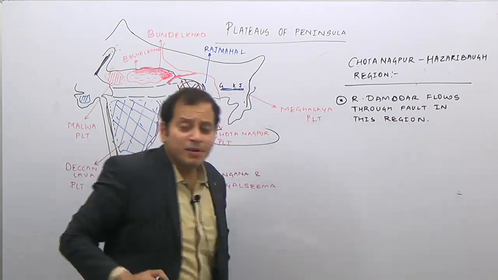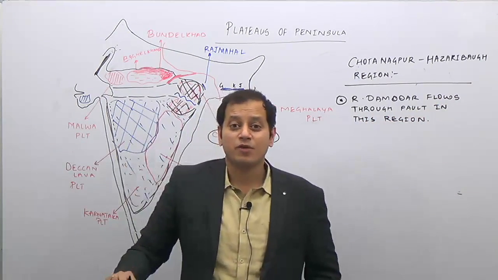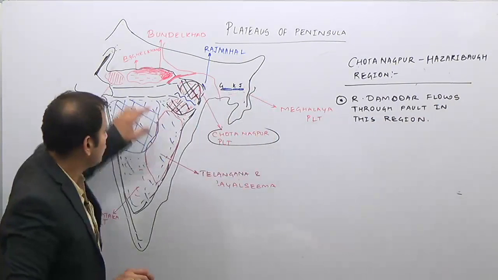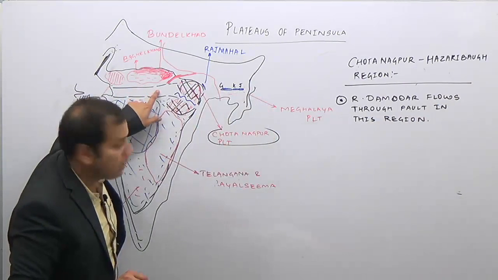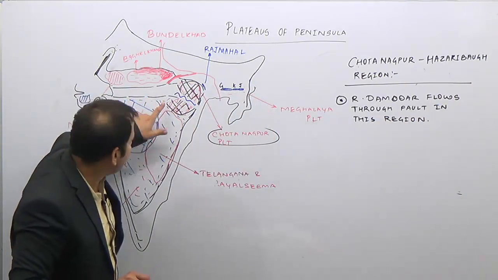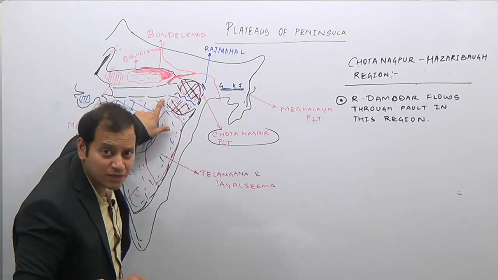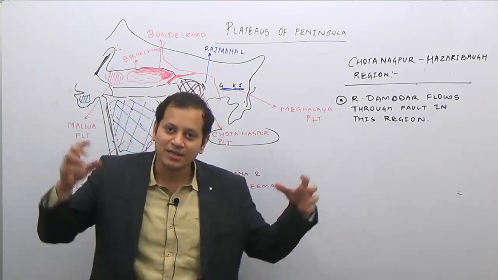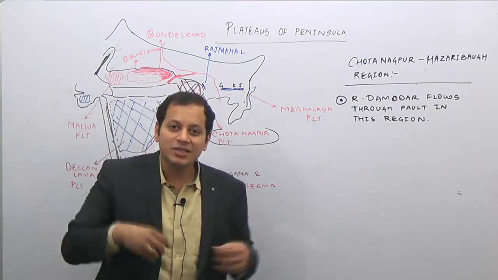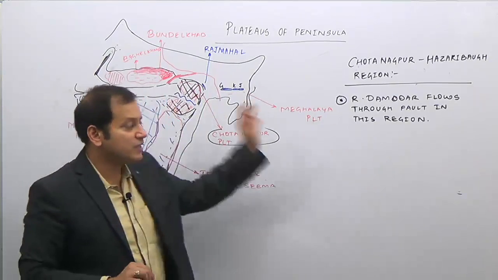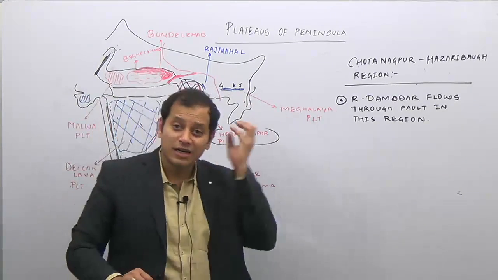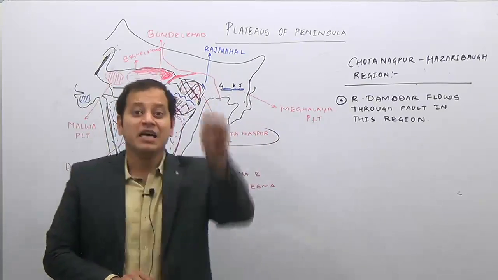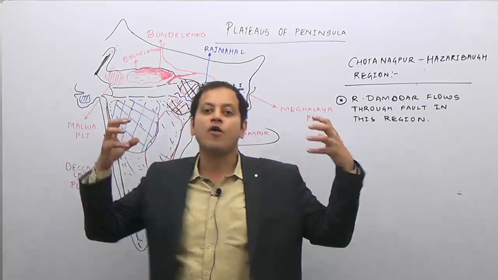Again, if you remember your faulting lecture of geomorphology, I have given you 3 rivers which flow through a fault. Narmada, the fault between Vindhyas and Satpuras; Tapi, which flows through a fault south of the Satpuras; and the river Damodar, which flows through a fault in this region. Try to interrelate. Use this lecture even for the revision. Keep it in your mind that river Damodar flows through a fault, river Narmada flows through a fault, river Tapi flows through a fault.